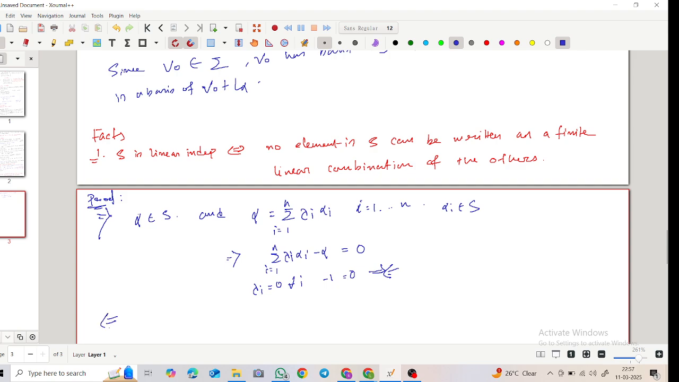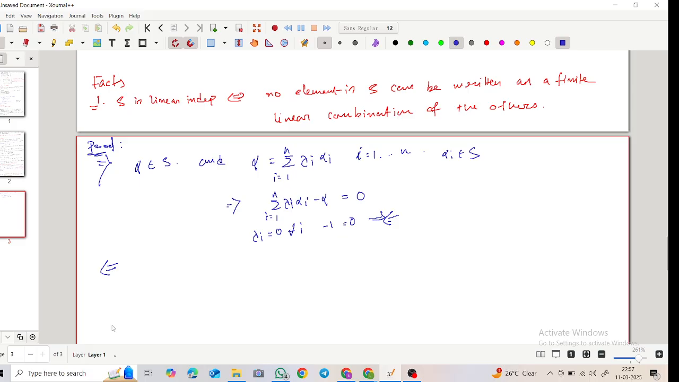And for this part, you take, so for this part, if alpha is summation lambda I alpha I, that is, if alpha is being written as a linear combination of these, then you get summation lambda I alpha I minus alpha to be 0. Okay?